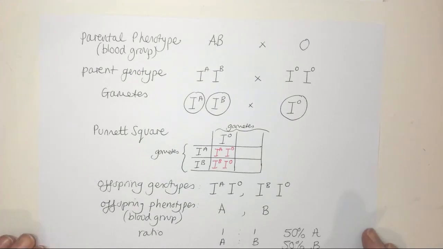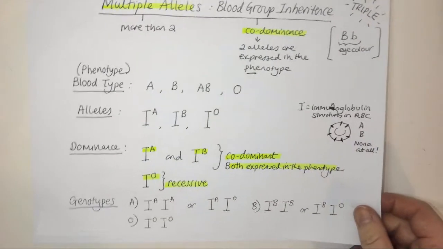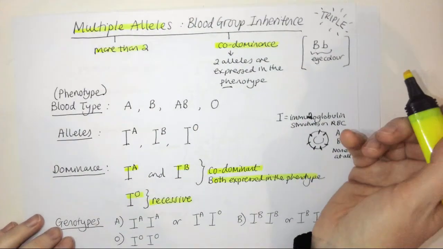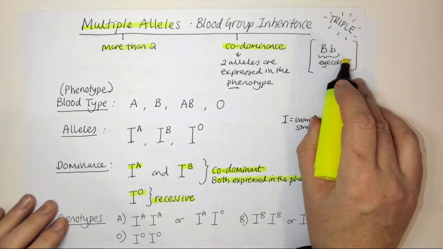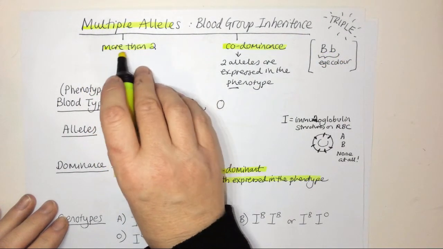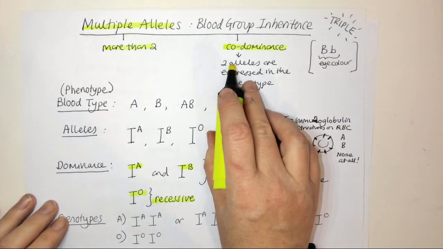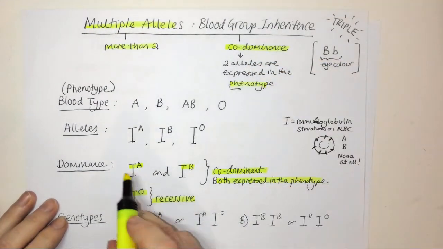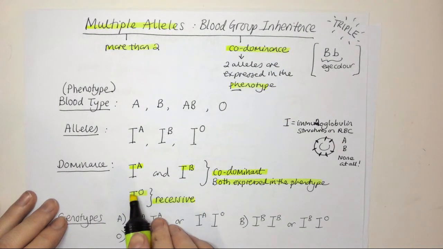Hopefully that has demystified a little bit the idea of multiple alleles. Just a quick refresher, multiple alleles, more than 2 alleles. And remember, when we do our normal genetic crosses, we've been just looking at 2 alleles for a particular gene, so more than 2 alleles that represent a particular gene. Blood group, we've got codominance, and that means that 2 alleles are expressed in the phenotype. Our codominant ones are A and B, and a recessive allele is O.